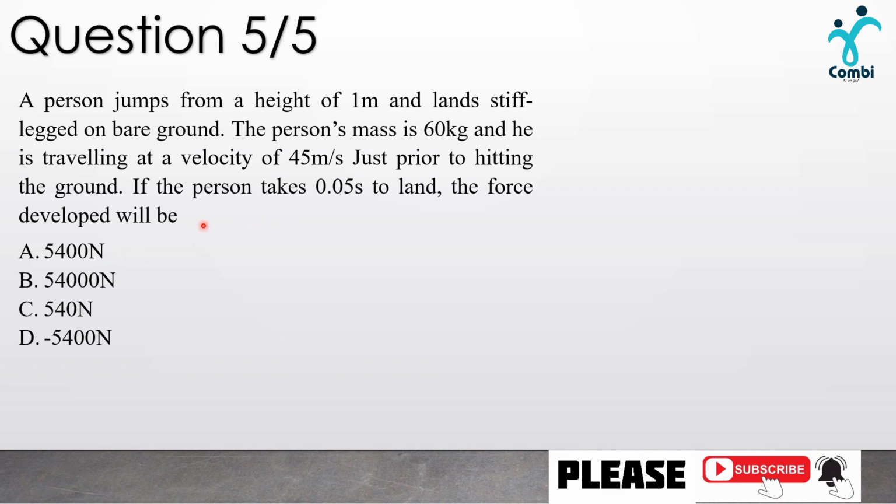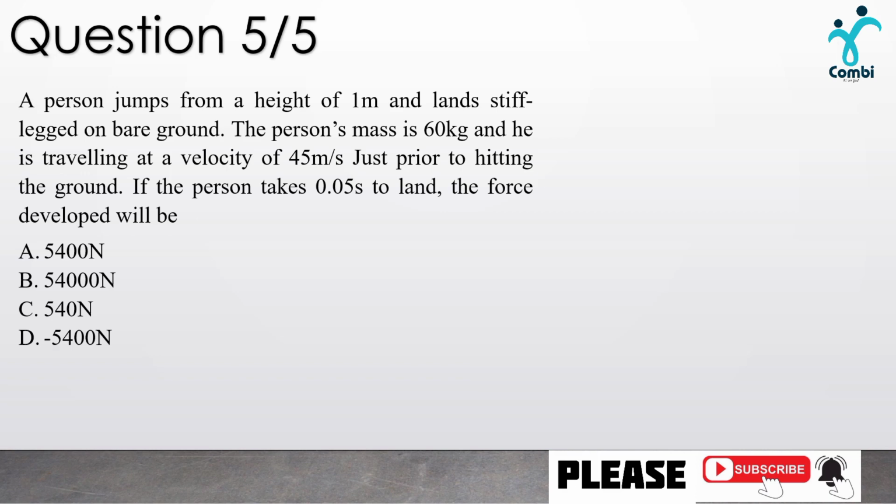Okay, so A, 5,400 Newton. B, what do we have here? 54,000 Newton. And C, 540 Newton. D, negative 5,400 Newton. But are these values just arranged in your head to give you the right answer?